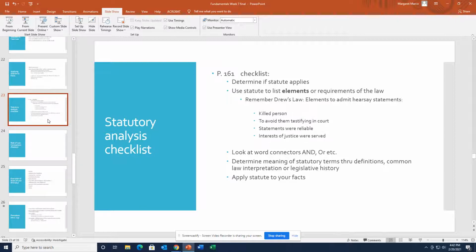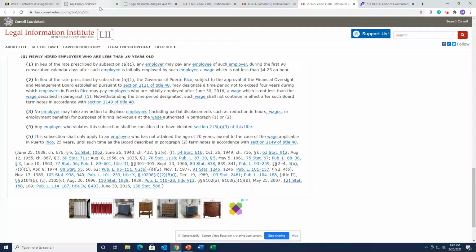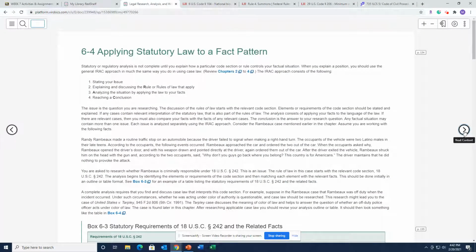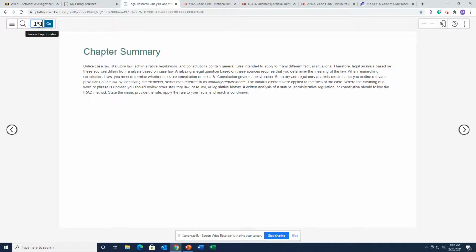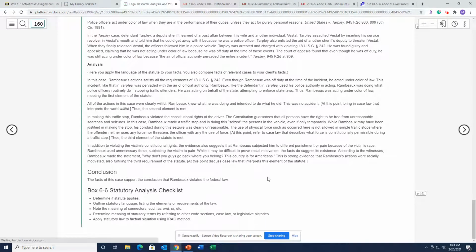On page 161 in Hames, there's a little mini checklist, which is super helpful, that they put together. Okay, does the statute apply? Okay, so we looked through those little languages, who it applies to, is it criminal law, what kind of law it applies to, what are the dates. Okay, then we do our elements, right? Outline our language. Remember, we look to these little words, and, or, except, all of those.